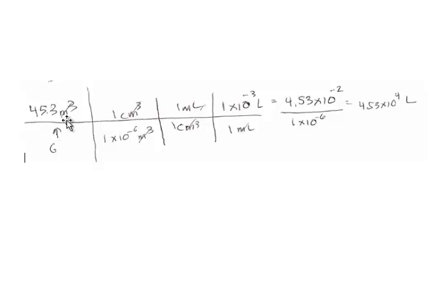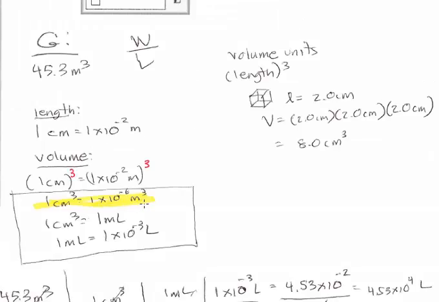So here's the work that I did. I started with my given, which is 45.3 meters cubed. I have meters cubed in the denominator, so I know that I need meter cubed in the numerator. Looking back at my conversion factors, I have one conversion factor that has meter cubed in it. And so this is where I get that conversion factor from, the ones that I've already written. So let's go back to the work.